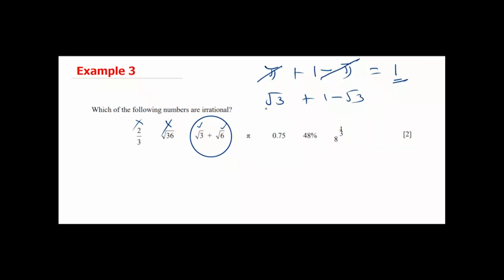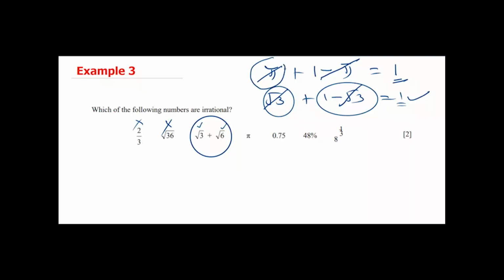In this case, root 3 will cancel negative root 3, and the answer is 1 again. Okay, so you can see this is an irrational number. This is an irrational number. But when you add the two together, the answer is a rational number.